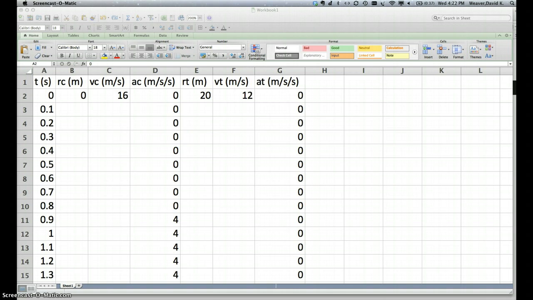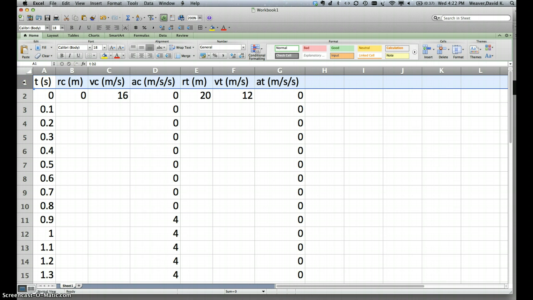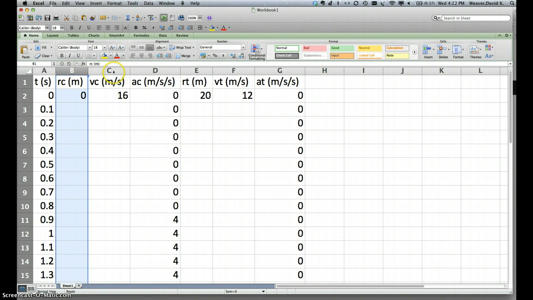So here's the spreadsheet. The first thing that I always do is set up the column headers. And so, of course, we have a single column for time because the time is the same for both of the objects. And then we need position, velocity, and acceleration for the car, and then position, velocity, and acceleration for the truck. And so I've set that up.